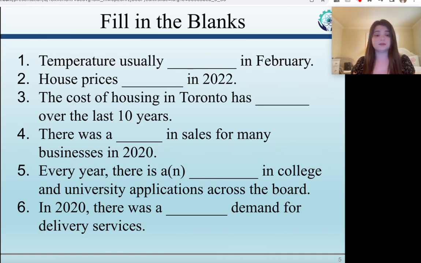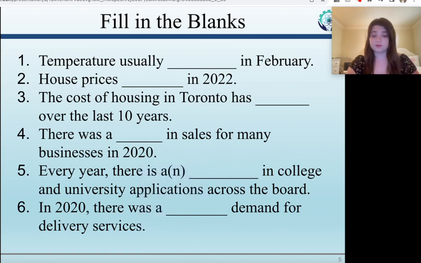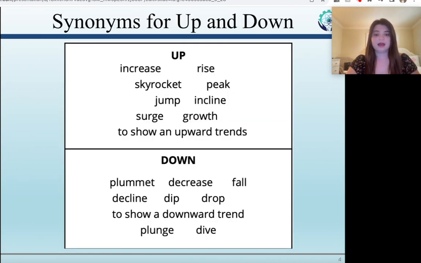And Amazon was very successful. They were successful before, but they were especially successful in 2020. That's for sure. That's very much for sure. So there was an increased demand for those delivery services in 2020. What else could we say? We could say there was a rising demand.